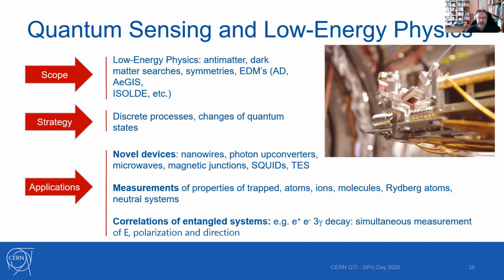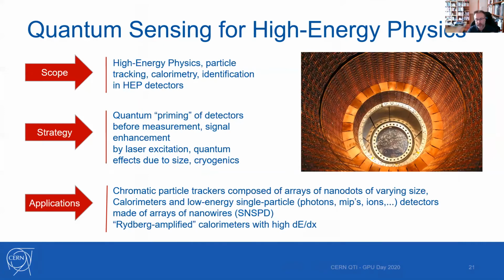Now, can this be applied to high energy physics, where the scenario is completely different? We're not talking anymore about the individual changes of quantum states, but of a continuous process of particles crossing the sensors and the detector. So again, this is for the future, but we are brainstorming a number of ideas.